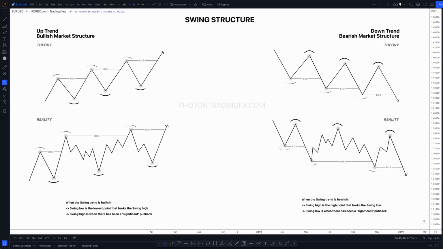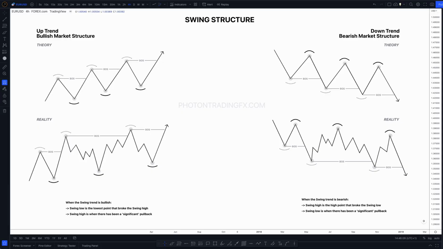So now we are going to look at swing structure, and swing structure is probably, I would argue, one of the most important things for you to know. It's basically where I start whenever I have a blank chart and I sit down. It's the first thing I am looking to map, looking to analyze, and looking to figure out.